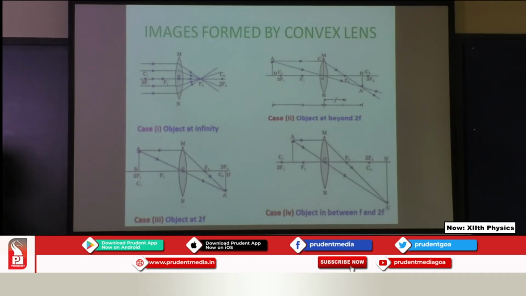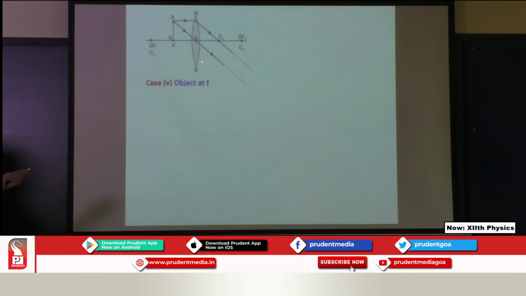Now, let us get ahead, let us put the object in between f and 2f. Same two rays I have used, and what is the image? The image is highly enlarged, inverted and real. So, if you are keeping it between f and 2f, the image is beyond 2f.